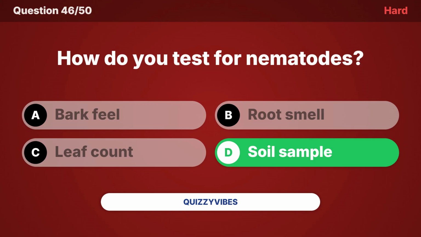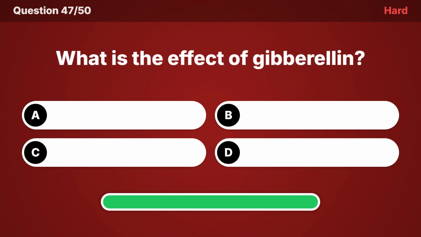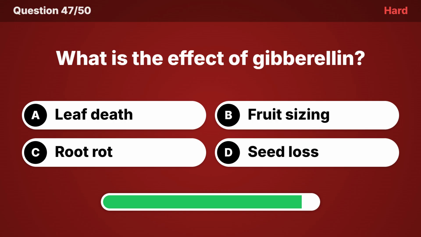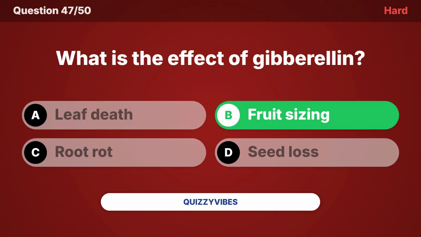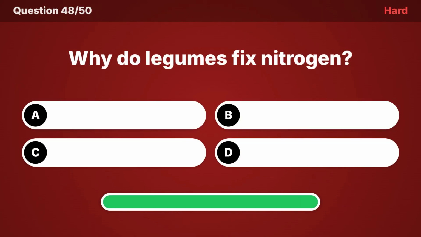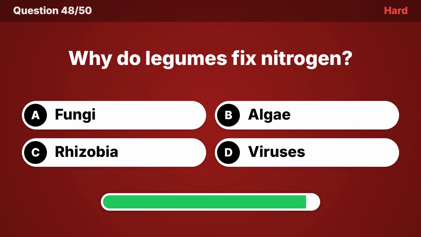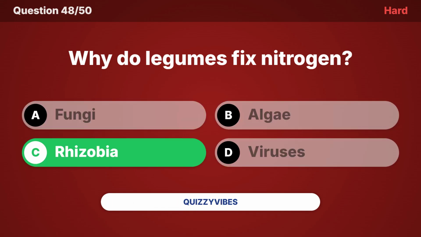Answer, soil sample. What is the effect of gibberellin? The correct choice is fruit sizing. Why do legumes fix nitrogen? Here is the answer, rhizobia.